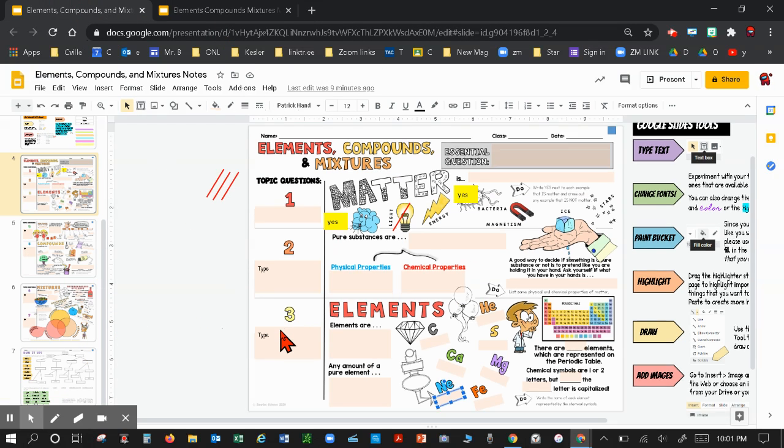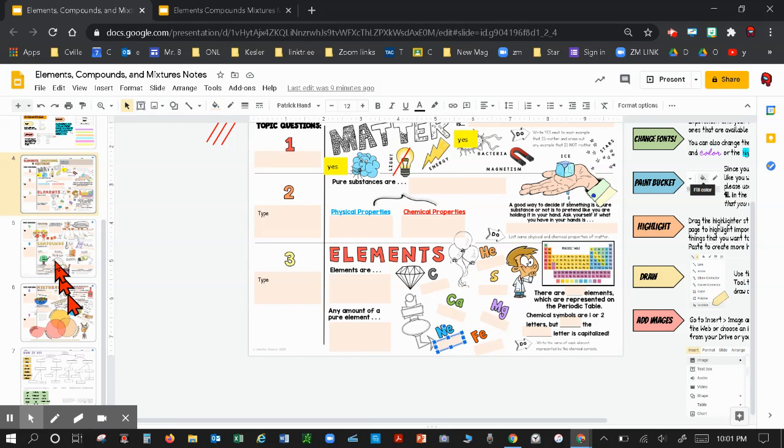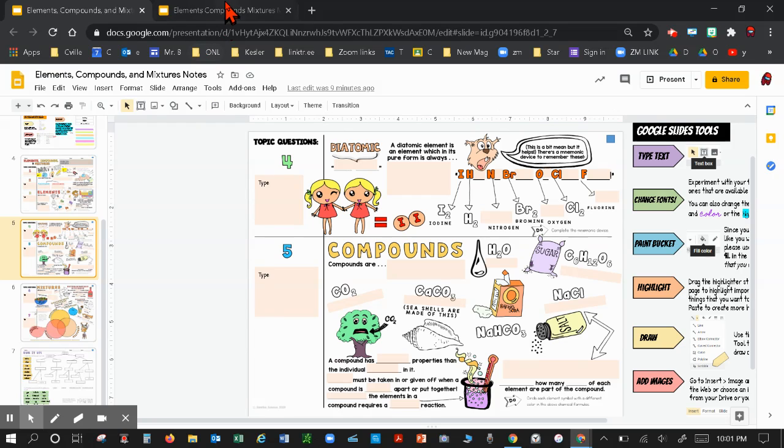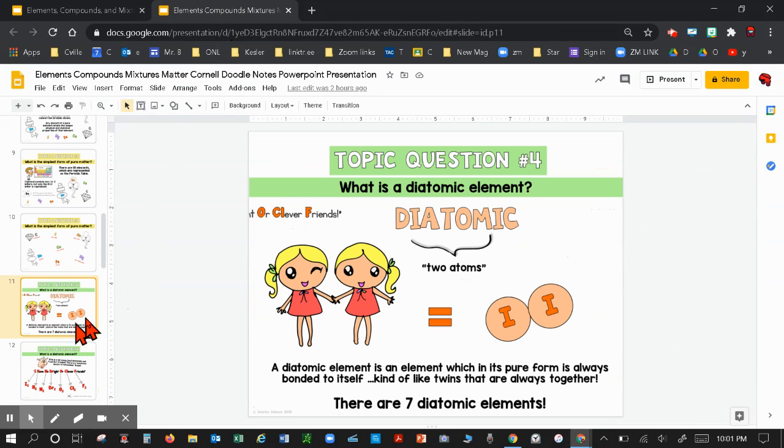Okay, so let's go ahead and go down to our next one. Topic number 4. Our question is, what is a diatomic element? The word di means two, and atomic is pertaining to the atom. So these are atoms that are basically two atoms put together. On the periodic table, you'll notice here we have twins. These elements like to combine in nature to create what's called a stable state.